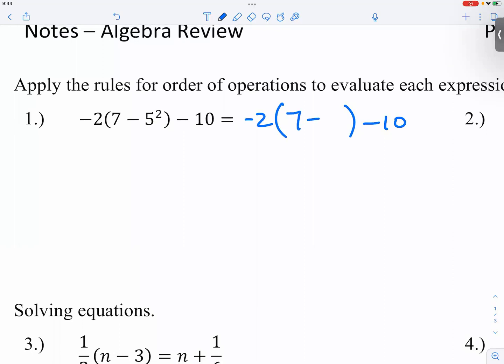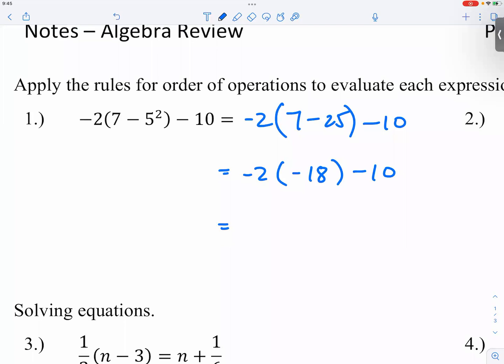So 7 minus what? 25, right? 5 squared, 25. So PEMDAS, parentheses. So 7 minus 25 is negative 18. Okay, negative 18. It's possible that you might make a mistake, so make sure to double check your work.